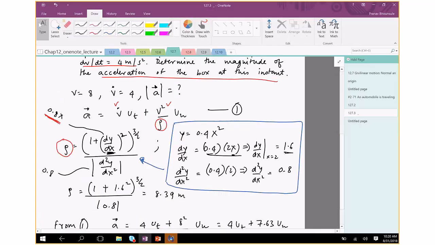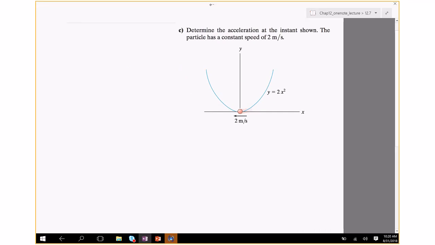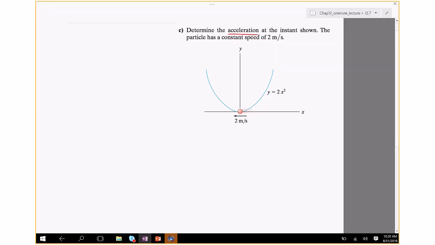Okay, so I think now you are all set to solve this problem, and we'll poll this. Determine the acceleration at the instant shown. The particle has a constant speed of 2 meters per second. The particle is here, right at the origin. You have to find the magnitude of the acceleration and just poll your answer. Don't put the unit. Just give the numeric value.